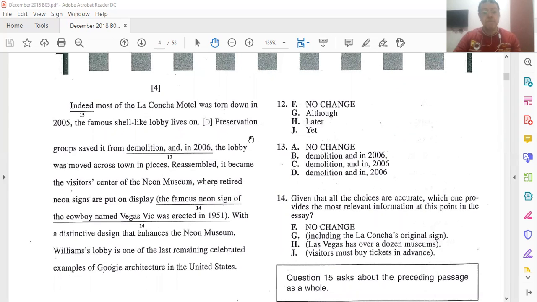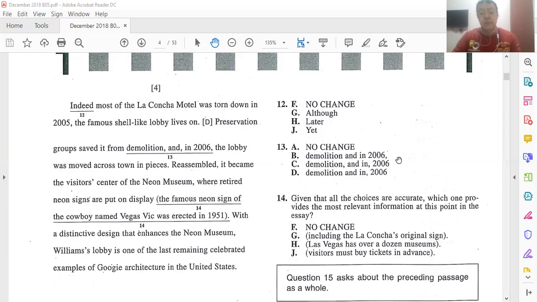Okay. How about number 13? We're talking about here, read from the beginning. Preservation group saved it from demolition, and in 2006, the lobby was moved across town in pieces. So that makes sense. 13A makes sense, no change.